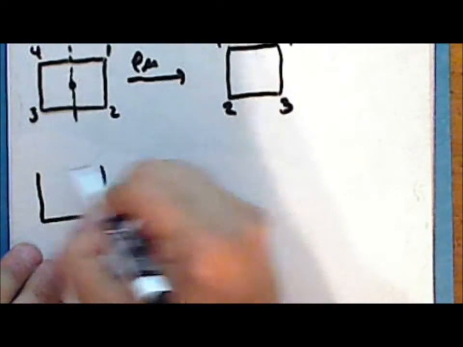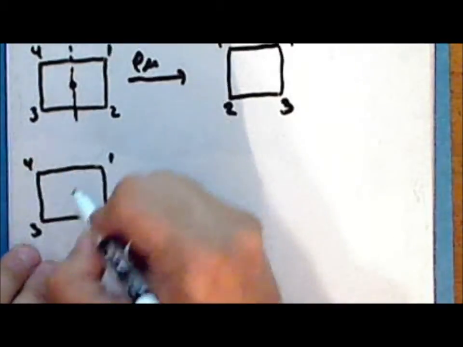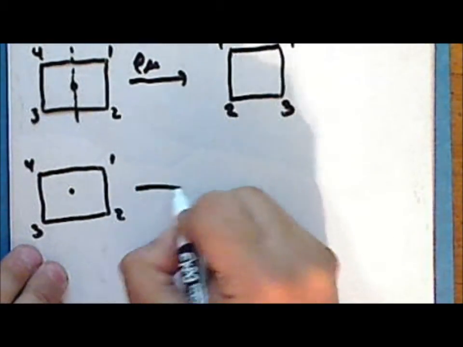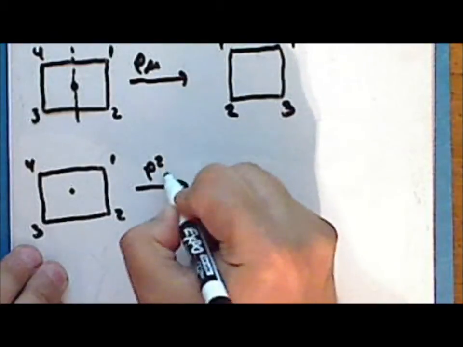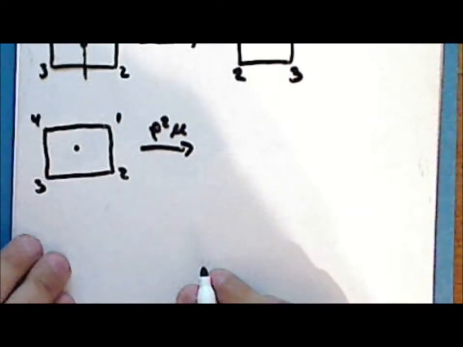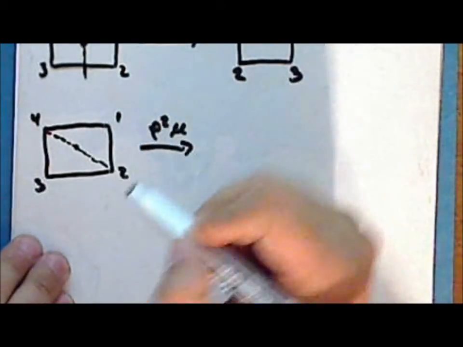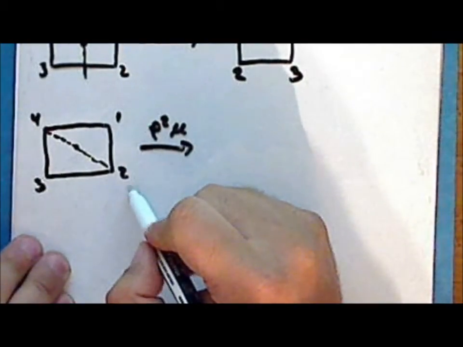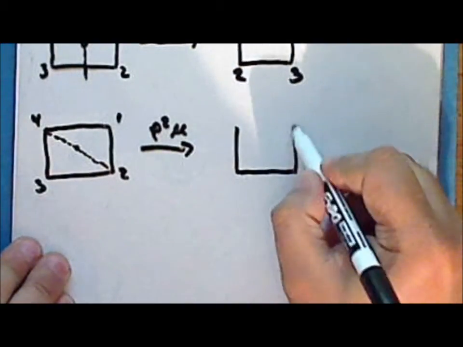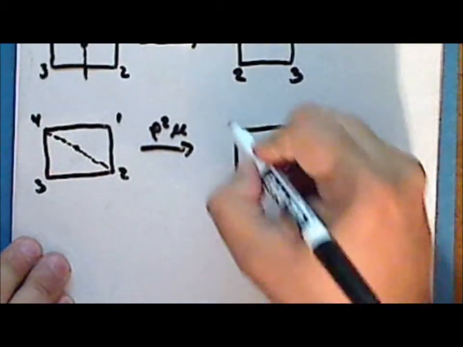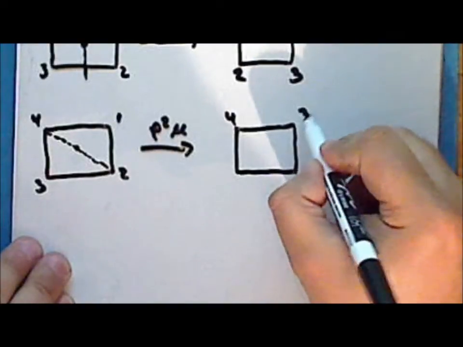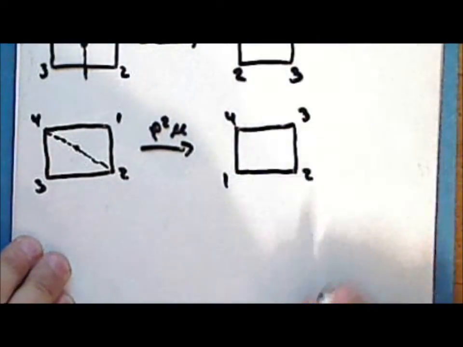The reflection symmetry rho squared times mu is equivalent to reflection about the line that passes through the center of the square and the second vertex, which also passes through the fourth vertex, so that vertices 2 and 4 remain fixed, and vertices 1 and 3 exchange places.